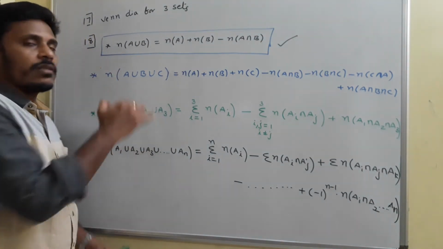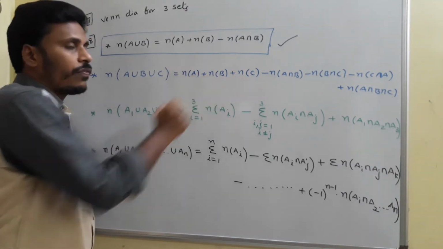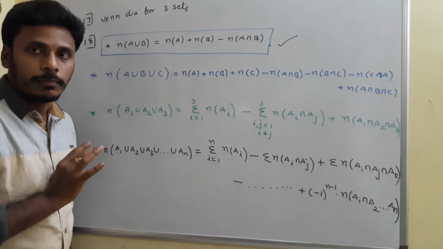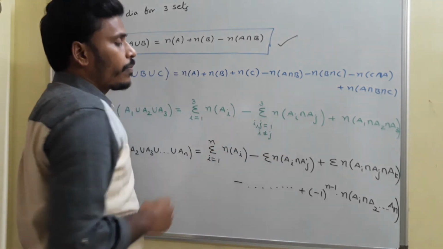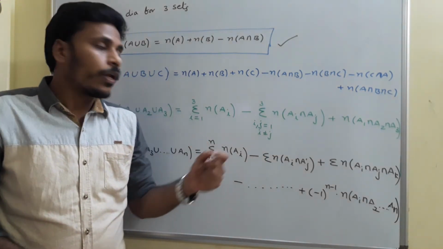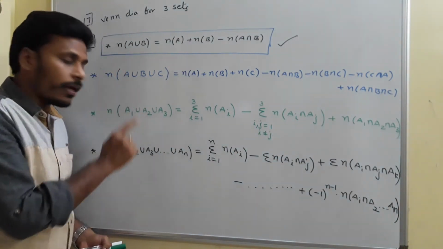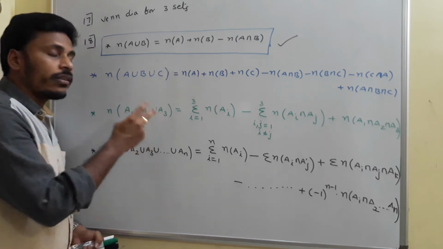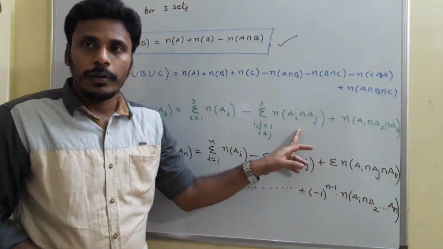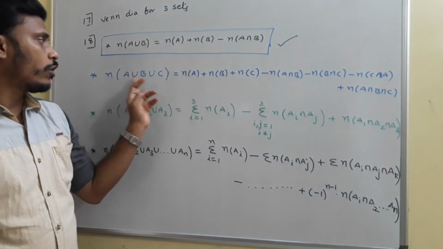And instead of a, b, c, if you use a1, a2, a3, you just rewrite it: n of a1, n of a2, n of a3. So we need to add, and that's why we use sigma n of ai, where i is running from 1 to 3. Whereas n of ai intersection aj means here a1, a2, a3, only 3 sets are involved, so you need to take every possible pair. What are the possible pairs? a1, a2 is one pair, a1, a3 is the other pair, a2, a3 is the third pair. No other possibility will happen as a pair. So you need to include all the possible pairs. So minus, and then plus n of a1 intersection a2 intersection a3. Just from this a union b union c formula.